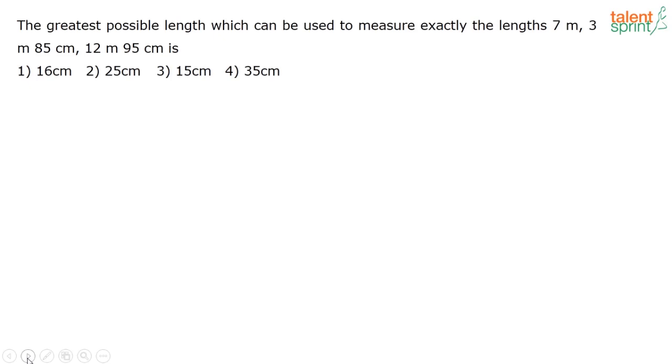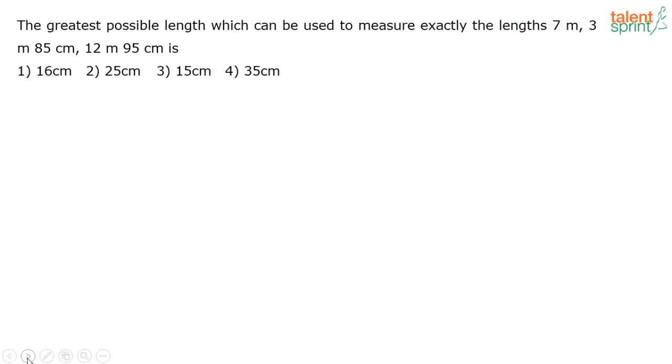The greatest possible length which can be used to measure exactly the lengths 7 meters, 3 meter 85 centimeter and 12 meter 95 centimeter is dash. So this kind of question I see commonly in the discussion forum as well. How do you solve this question? Again, you have to use the concept of LCM and HCF. What do you have to find out here? With such questions, the most important thing is to be able to know whether to find the LCM or the HCF. Here what should you find? Okay, correct. Here we have to find the HCF.